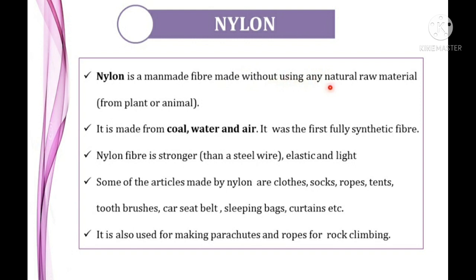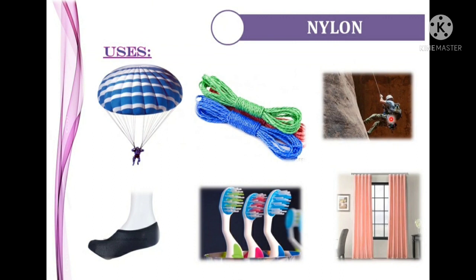Nylon fiber was strong, elastic and light. It was lustrous and easy to wash. Nylon is used in many articles such as socks, ropes, tents, toothbrushes, curtains, etc. Nylon thread is actually stronger than a steel wire. So, nylon is used for making parachutes and ropes for rock climbing.